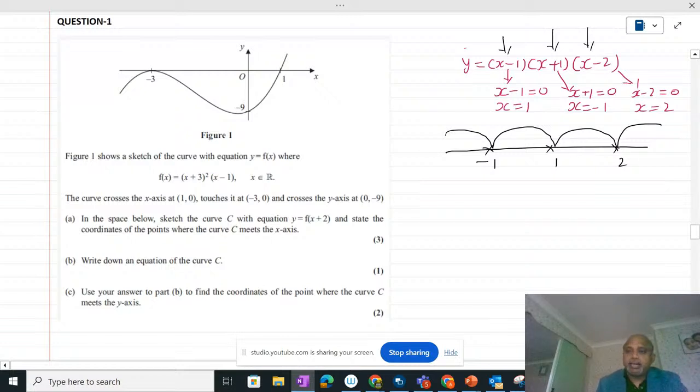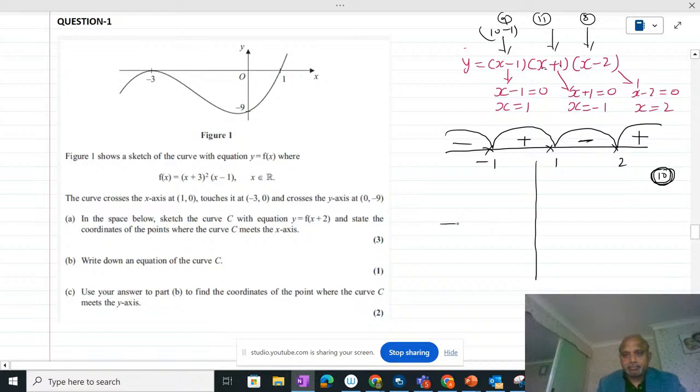Let's take any number greater than 2. Let's take our favorite number, year 10, which is 10. I can say there are a couple of year 10 students here also. If we put 10 here, 10 minus 1 becomes 9, 10 plus 1 becomes 11, and 10 minus 2 becomes 8. If you multiply 9, 11 and 8, the result will be positive. If it is positive, then next will be negative, positive and negative, and we can sketch the curve.